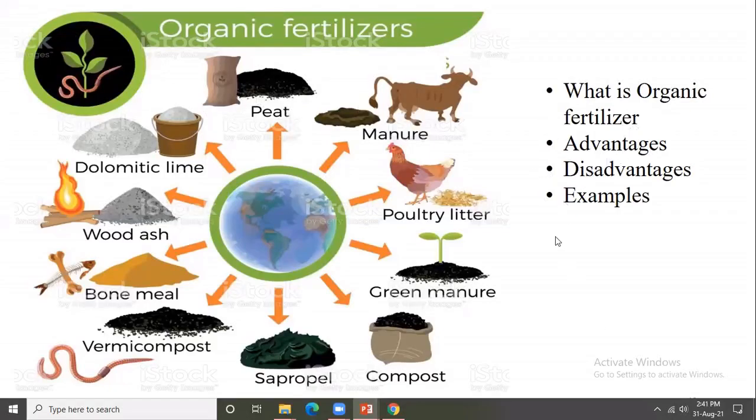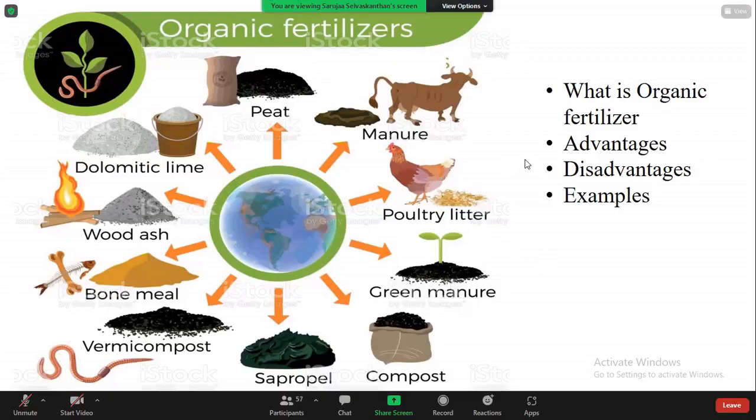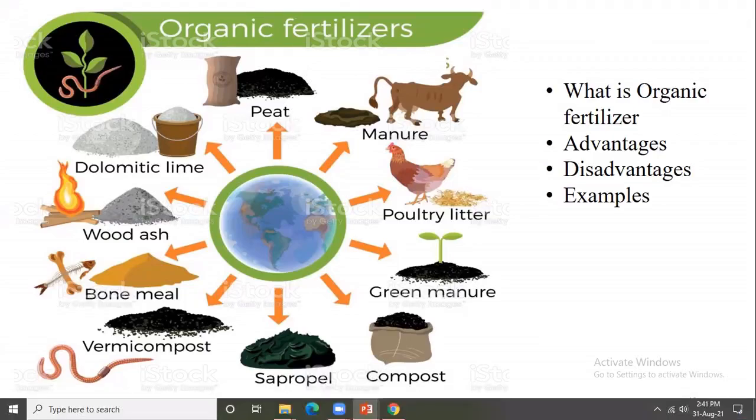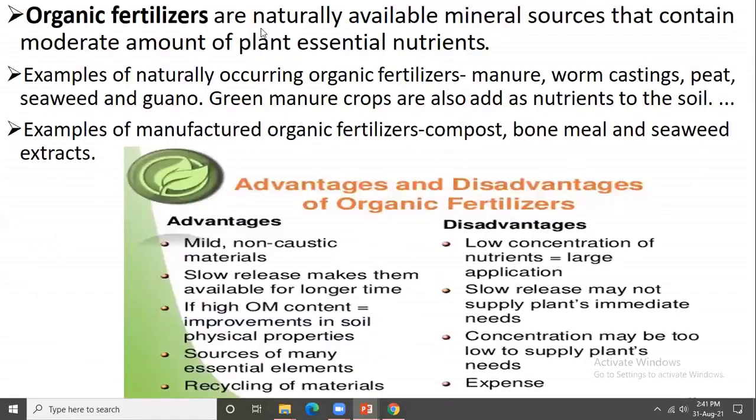What is organic fertilizer? You also studied this in A level and O level. It is naturally produced and contains carbon. Please increase your volume. Okay, not completely your sentence, but okay. We will see what organic fertilizers are. Organic fertilizers are natural.